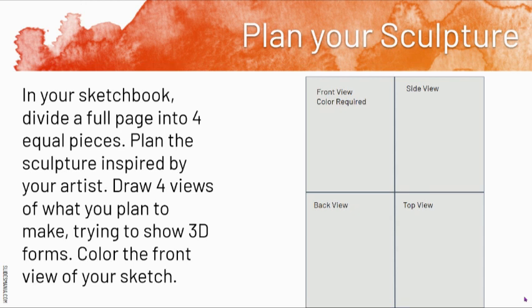You do not have to color your side, back, or top view. You do have to color the front view. Since you will eventually paint this sculpture, I want to see how you also plan to use color to complete this artwork. When you have completed all 4 views and colored your front view, then you will show me so we can brainstorm how you will actually construct it, what materials you will need, and then you can get started doing that so you can cover it in plaster.